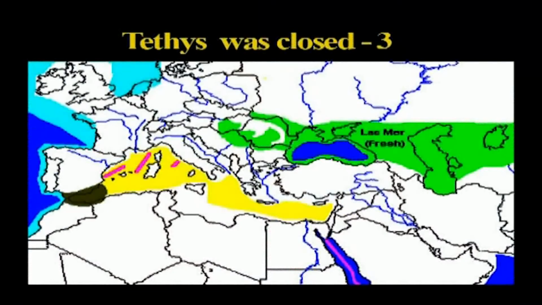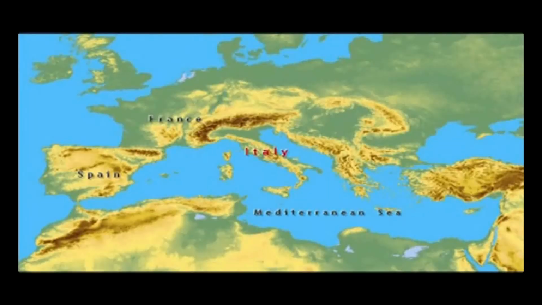This diagram illustrates the closure of Tethys Sea at stage 3. By 6 million years ago, Spain and Africa collide, raising a mountain barrier and sealing off the western end of the Mediterranean. The river inflow is not enough to maintain the level of the Mediterranean, which got dried up.